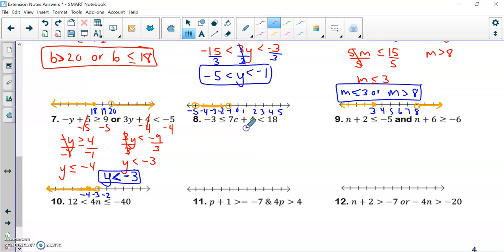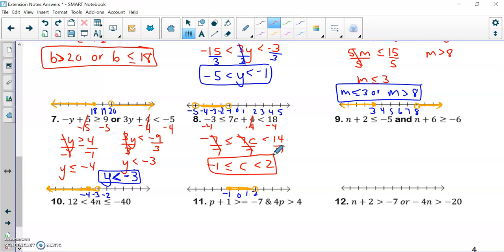Now, number 8 is an and inequality. I'm going to subtract 4 from both sides, or from all 3 sides. I get a negative 7 is less than or equal to a 7c, which is less than a 14. I'm now going to divide by 7 on all 3 sides, and I get negative 1 is less than or equal to c, which is less than 2. So graphing this now, I have a closed circle at negative 1 and an open circle at 2. I want to shade in between. That's my solution.